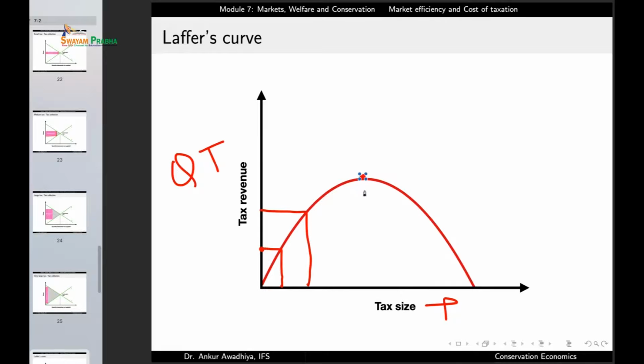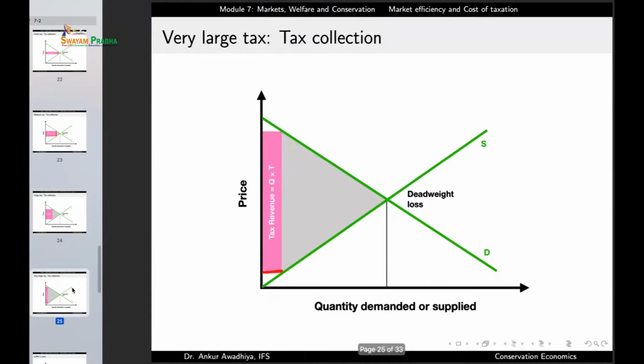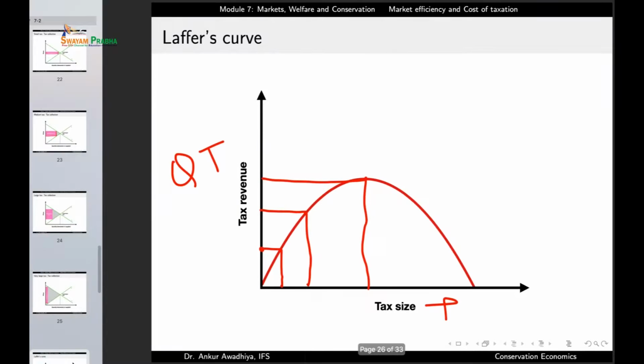At this point, this is the value of the t that the government should aim for to have the maximum revenue. But if the government increases the tax size even further, from this to an even larger amount, then the tax revenue that is collected would again decrease. So at say this point, we have the value of t as this, and the value of the tax collected is now this. So this is the Laffer's curve.